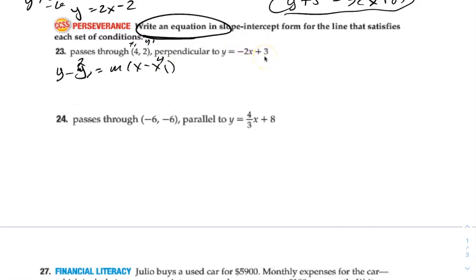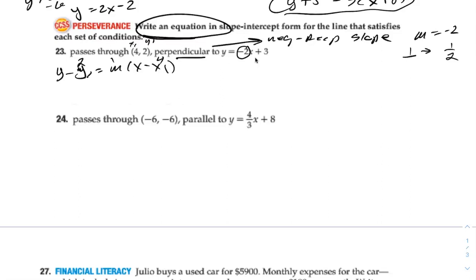Perpendicular to this. So you've got to think, right? What does perpendicular mean? That means negative reciprocal slopes. So my slope here is this guy, right? It's in slope-intercept form. So my slope here is negative 2. So my perpendicular slope will be the negative reciprocal. So flip it, change the sign. 1/2. So I get this.